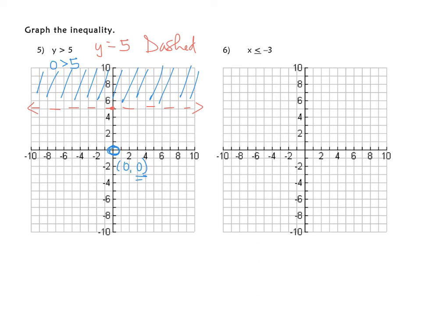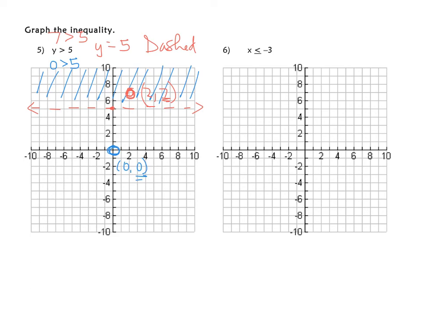And if you want, we could test another point. Let's say we were to test this point, the point (2, 7). That means my y value is 7. Is 7 greater than 5? Yes, and so that's why I'm shading towards that point.